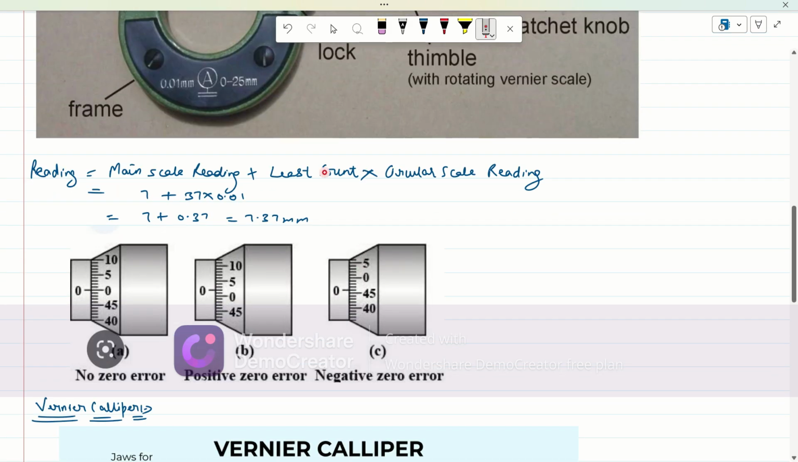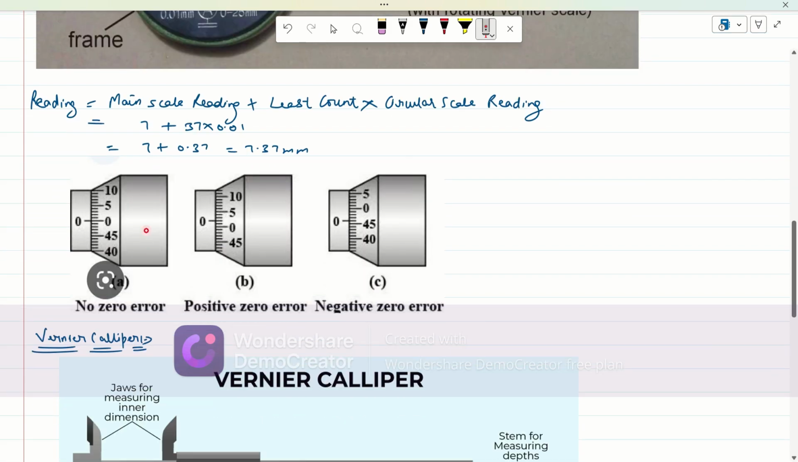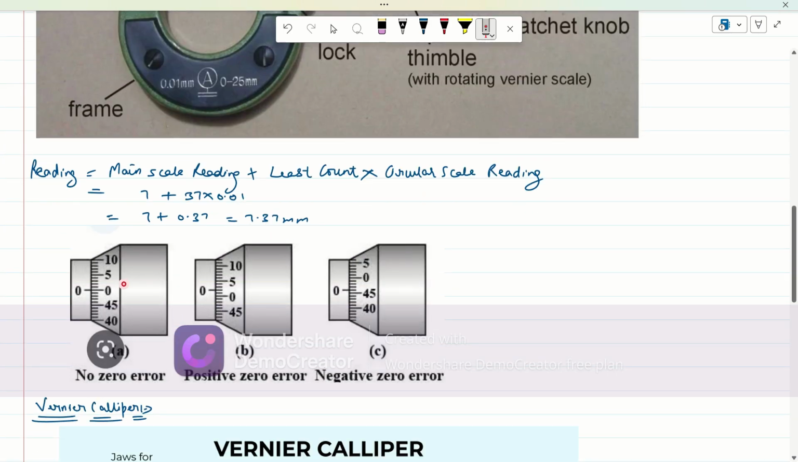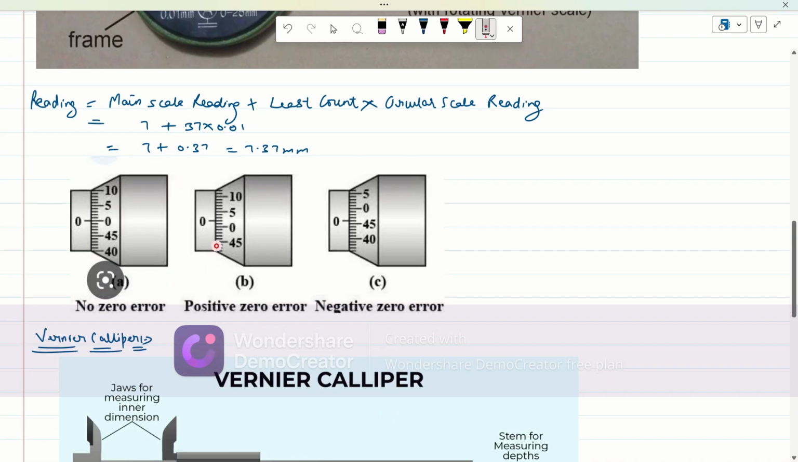Now, before measurement, we have to ensure that there is no error. If there is no error, then when there is no object inside and you close it, this 0 will align with this line. Now, by chance, if this 0 is lying below this line, this means there is positive zero error, and you will subtract it from the main reading. And if this 0 is lying above, that is negative error, so you will add that value.